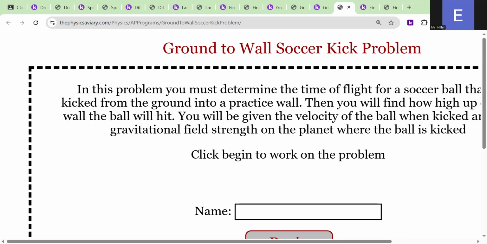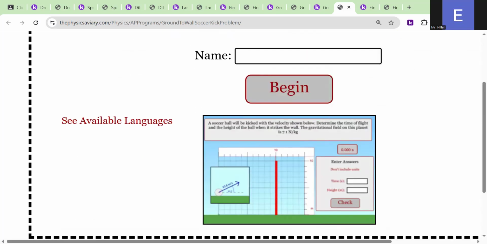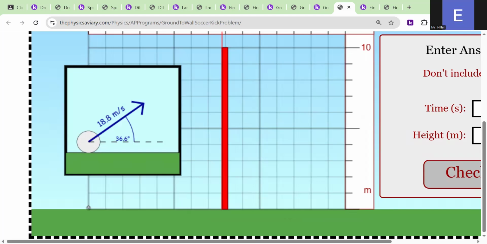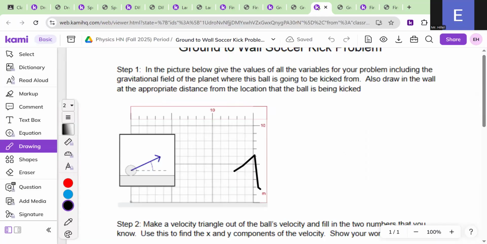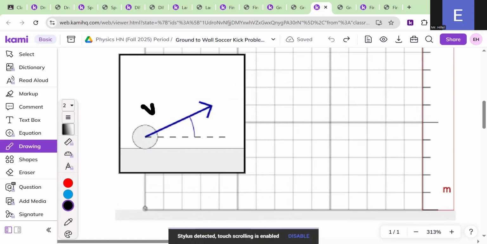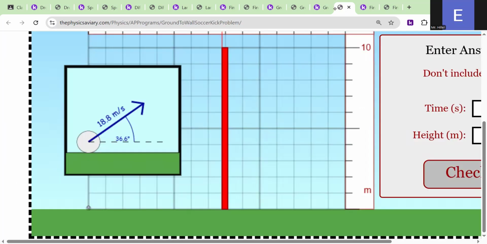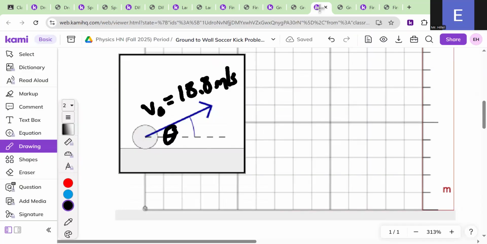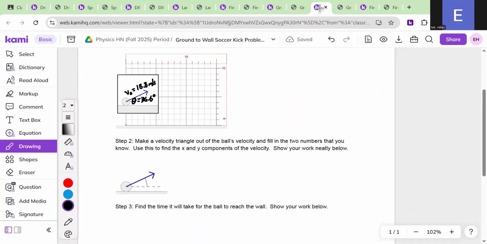We're going to kick the ball from the ground and it's going to hit at some height on a wall. Put your name into the program and let's begin. Okay, so similarly, we're going to record our V naught and our angle. So go to your program, start typing that in. For me, it's 18.8. So V naught is 18.8 meters per second. And my angle is 36.6.